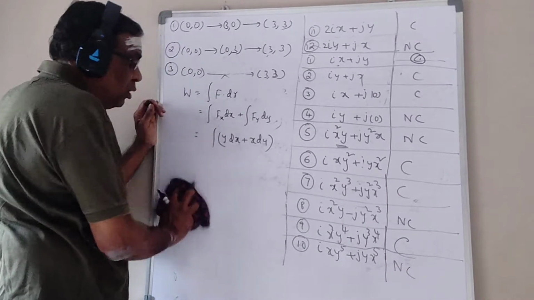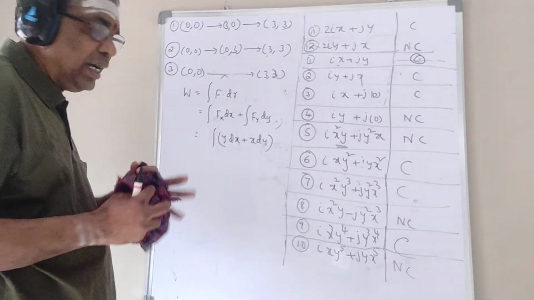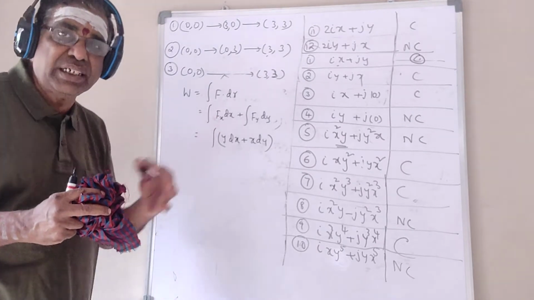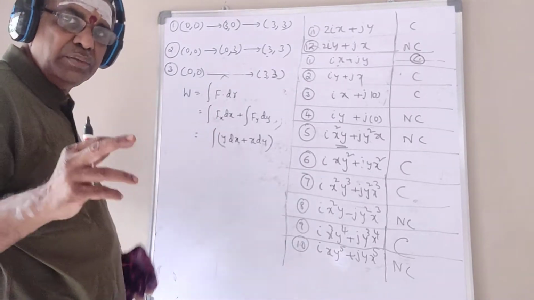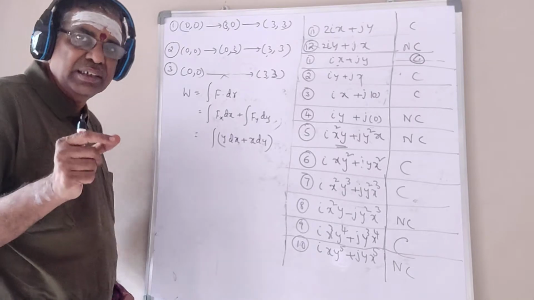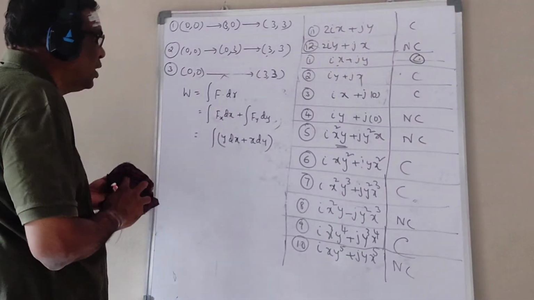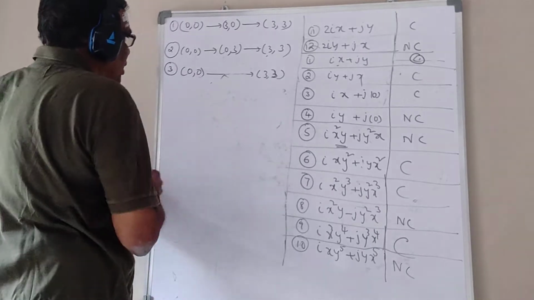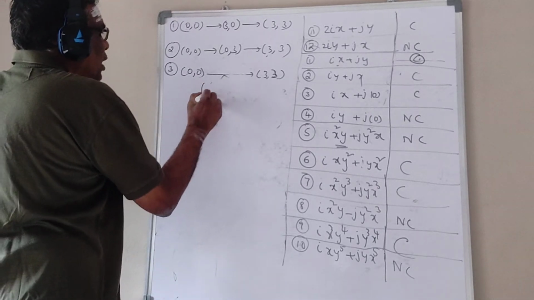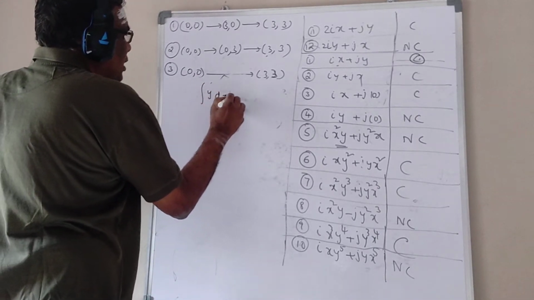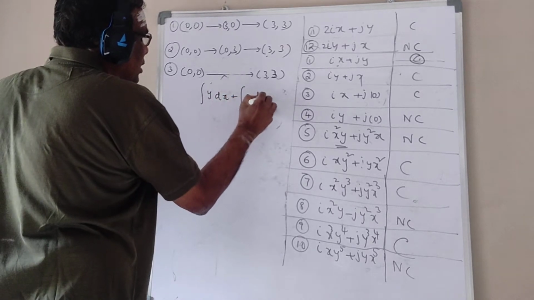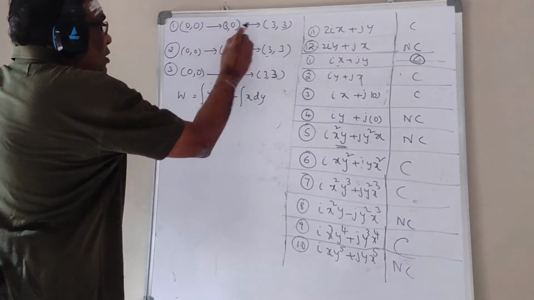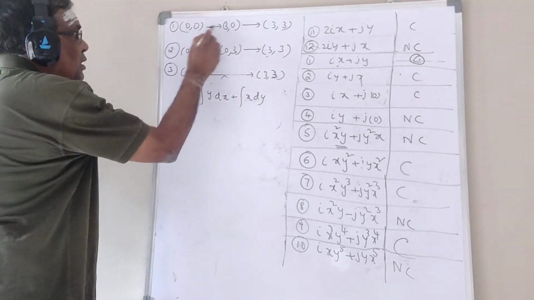Now, how to go with the other technique? I am going to give you all the techniques. Don't get carried away with one, because if you land up with terms at one stage and are not in a position to express them, then you face lots of problems. So what I am going to do here is write the same thing as the integral of y dx plus the integral of x dy. This is W. First, I choose this path.